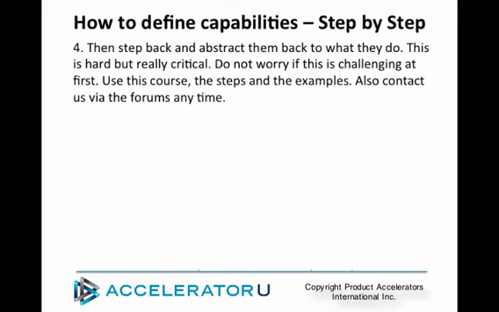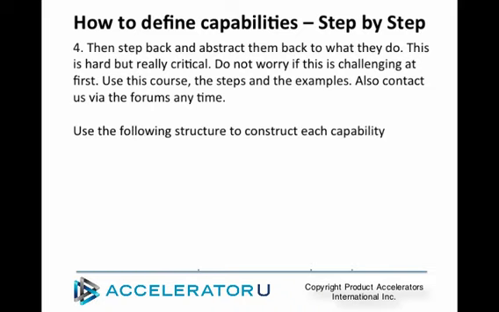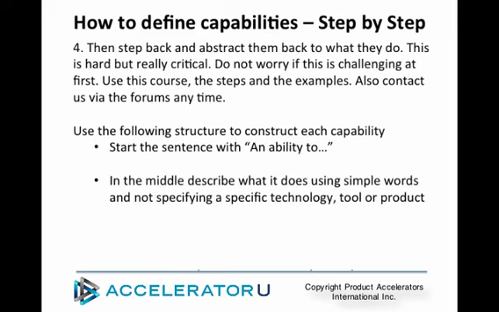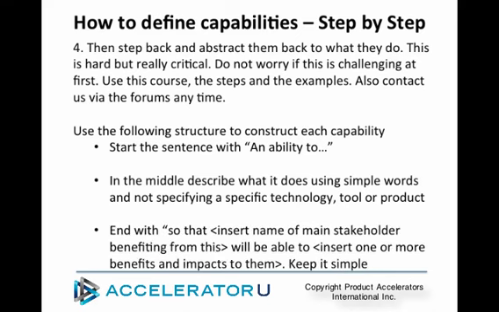if you need help. We find that using the following structure to construct each capability makes it a lot easier. Start the sentence with an ability to. In the middle, describe what it does using simple words and not specifying any technology, tool, or product. And we end with the following structure, so that the main stakeholder benefiting from this will be able to realize one or more of these impacts. Keep it very simple. We're going to see an example shortly.